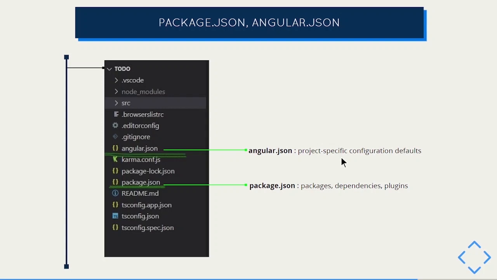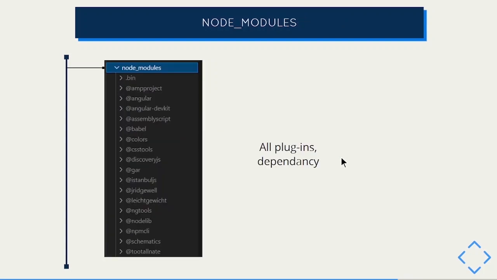Every Angular app has two most important files that are JSON files. The first one is package.json. It involves all the package dependencies that are at least required to run our initial application. Surely we can add extra packages over time via the command line or with the Angular CLI. The second file is angular.json. It is the project-specific default configuration file, and we also have a node_modules folder. It will contain all the dependencies and all the plugins.